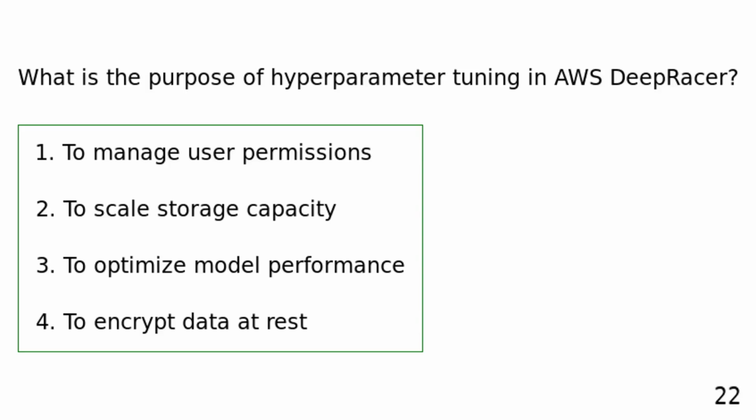What is the purpose of hyperparameter tuning in AWS DeepRacer? To manage user permissions. To scale storage capacity. To optimize model performance. To encrypt data at rest.